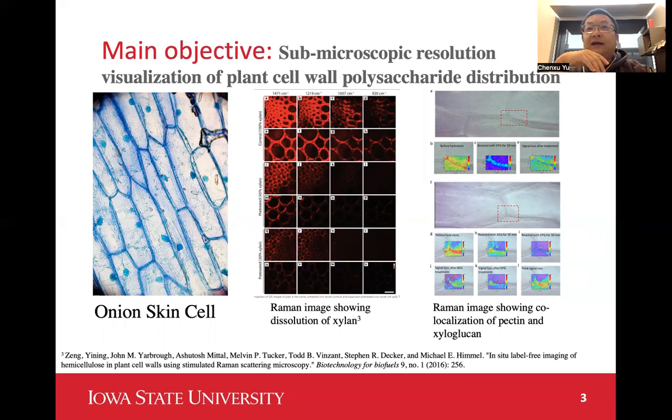So what we developed, as you will see in the later part of this talk, is a technique that allows us to look at the co-localization pattern. For example, in the results that I'm presenting today, we looked at the co-localization of pectin and xyloglucan in the onion cell wall. And so I'm going to go into that.